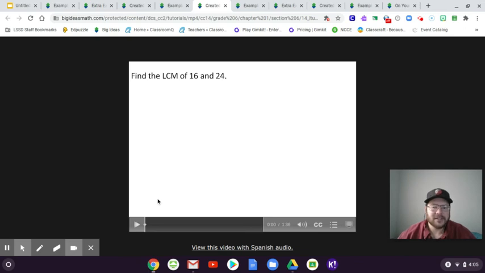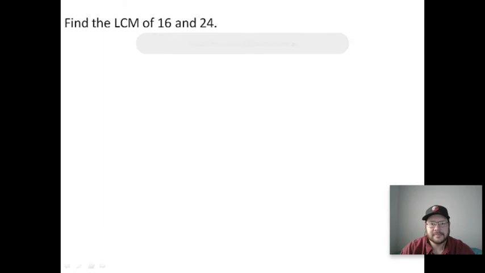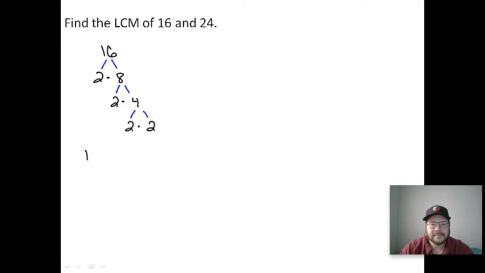All right, now let's see how to use that to get the least common multiple. Find the least common multiple of 16 and 24. You can find the least common multiple by using prime factorizations. First, you want to make a factor tree for each number. 16 factors into 2 times 8. Then 8 factors into 2 times 4. And 4 factors into 2 times 2. Therefore, the prime factorization of 16 is 2 times 2 times 2 times 2.